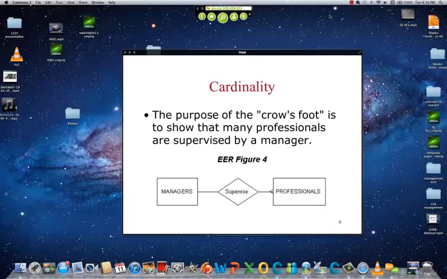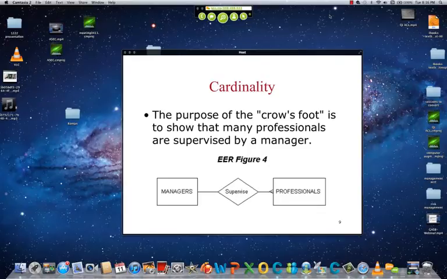So if you have something like this, it's called, well, they call it crow's foot. Okay, you have this crow's foot, right? This would indicate the many side of a relationship. If you don't have this crow's foot, it means one. So if you have crow's foot, it means many. If you don't have crow's foot, it means one. So in this case, it will say the relationship between managers and professionals is one to many.